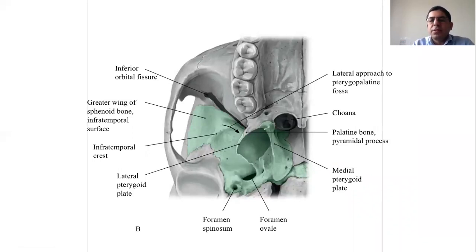Now let me move this. Yeah, here we are. The greater wing, that's the superior part, that's the anterior part, and this is the fissure. From there it goes to the pterygopalatine fossa. This is the lateral pterygoid plate and its lateral surface. There's also the medial pterygoid plate, but we're not talking about that. Foramen ovale and spinosum.